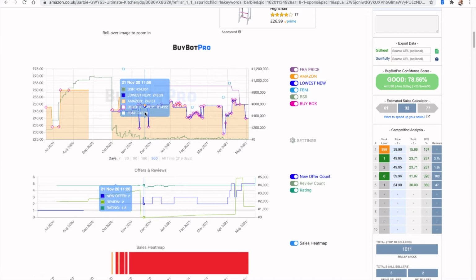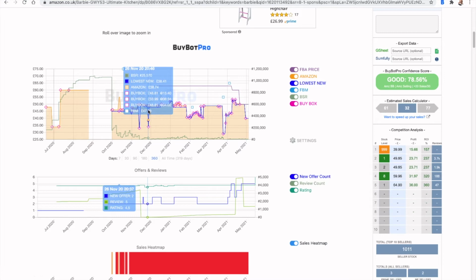So I've just picked a random date there, 21st of November 2020. You can see that the buy box was at $49.31 and Amazon's price was $49.31. So chances are Amazon had that buy box at that time. So if we just keep going and have a look at that. Then you've got the buy box at $38.74. And then you've got the buy box there at $48.81 at 15:40 in the afternoon. Buy box at $33.99 at 6:34 in the morning. And the buy box at $48.81 at 4 o'clock in the morning.